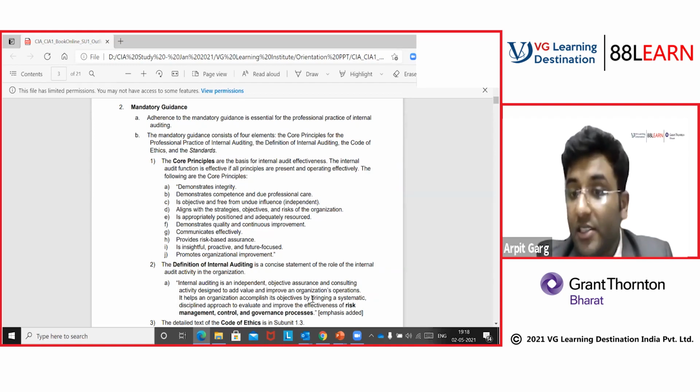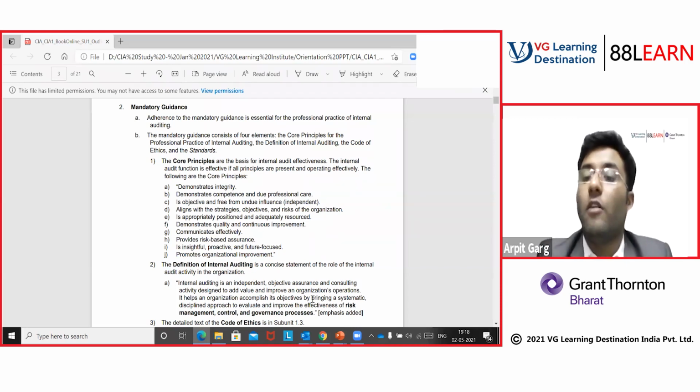If you see study unit 3, study unit 4, study unit 5, and study unit 6, we are going to understand all this. Study unit 3, governance. We'll understand what is governance. What is the role of the internal auditor in governance? What is the role of the board in governance? What is the role of senior management in governance?